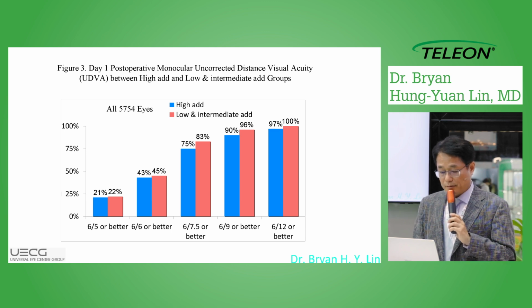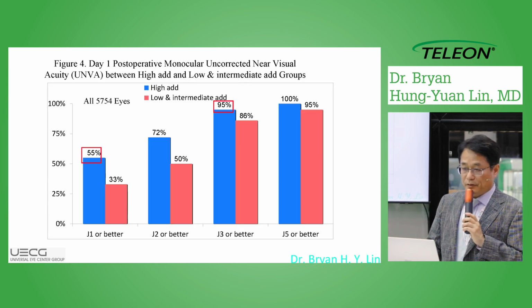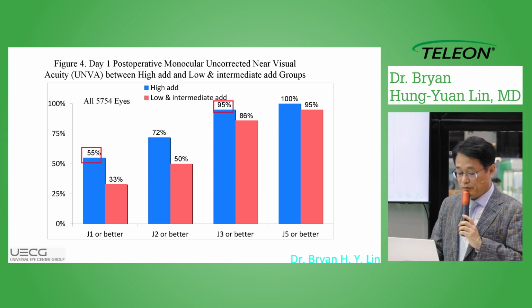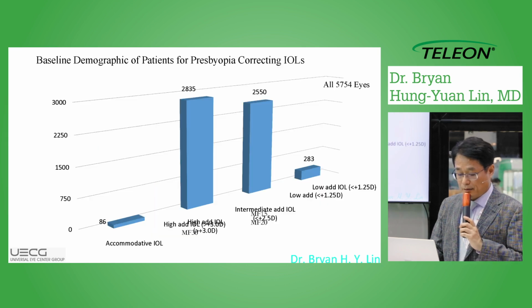This figure shows the post-op UNVA result, where 95% of eyes in the high-add group achieved J3 or better for near vision, and 55% achieved J1 or better.